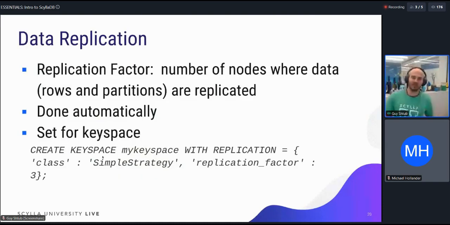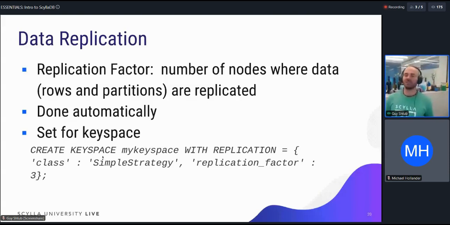So I mentioned data is replicated across the cluster. There are multiple copies of each piece of data. And an important concept here is replication factor, also abbreviated as RF. And that is the number of nodes where data are replicated. So if, for example, I have a cluster with 5 nodes and I define the replication factor as 3, then that simply means that each piece of data that I have is going to be replicated 3 times. So a copy of it is going to be placed in 3 different nodes, okay?